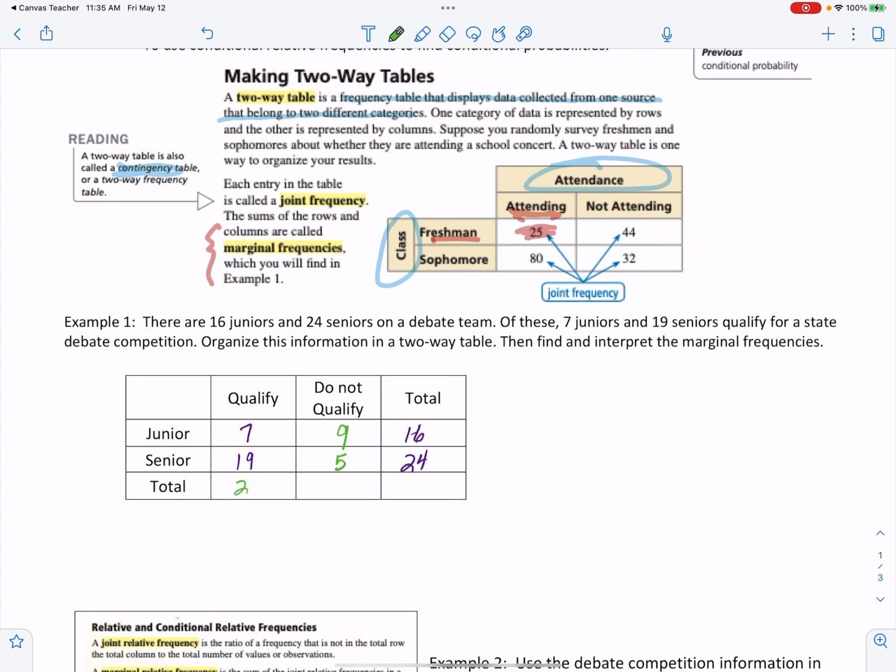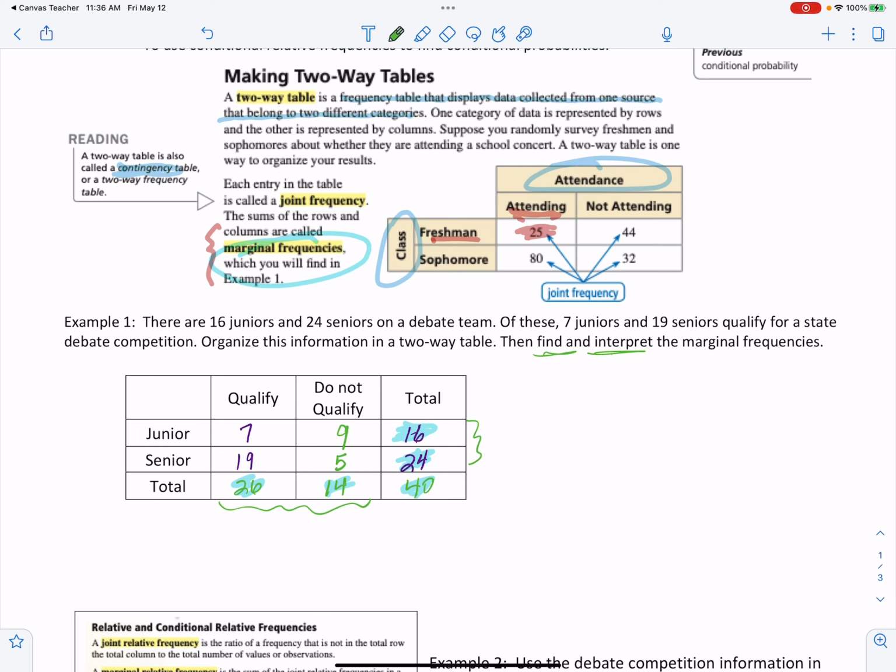And then if I add here, 26, 14, and the overall totals, both those two boxes and these two better add up to the same thing, or something has gone wrong. And so the marginal frequencies are the 16 and the 24, the 26, the 14, and the 40. It asks you to find and interpret the marginal frequencies.